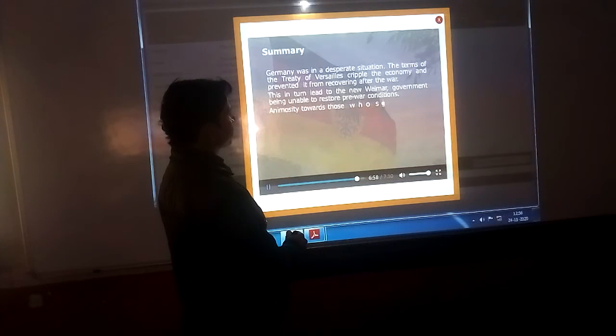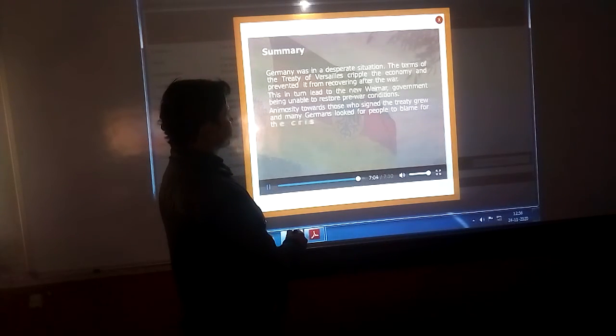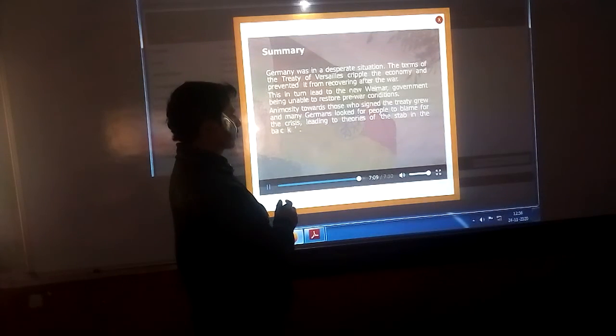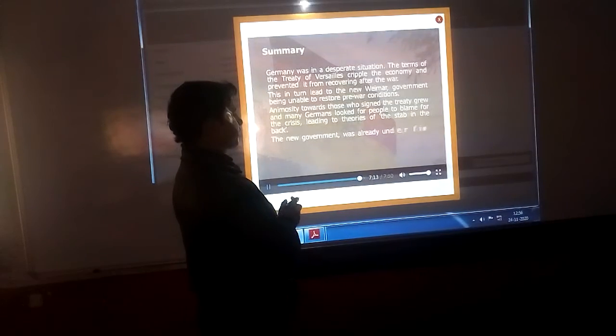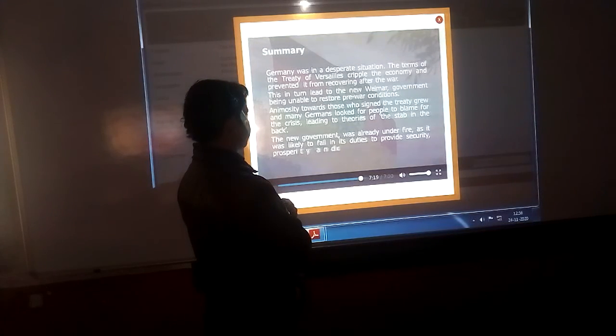Animosity towards those who signed the treaty grew, and many Germans looked for people to blame for the crisis, leading to theories of the stab in the back. The new government was already under fire, as it was likely to fail in its duties to provide security, prosperity, and comfort, given the conditions that it had inherited.